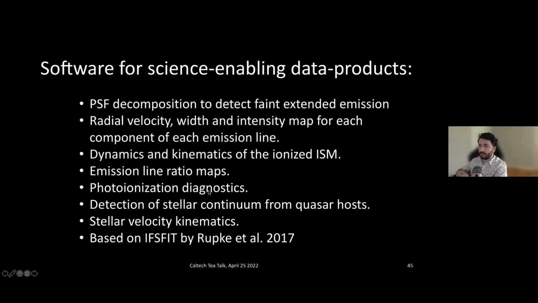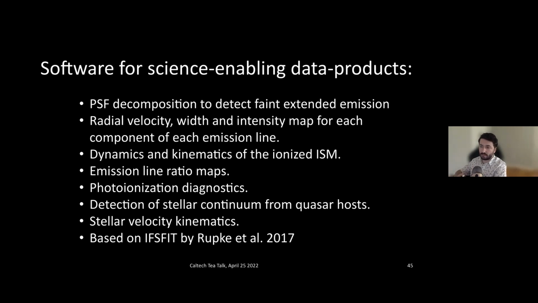Part of the program is we're also developing a software package called Q3Dfit that will do PSF decomposition to detect faint extended emission. It'll provide radial velocity, width, and intensity maps for each line that you're trying to fit, which will hopefully give you information about the dynamics and the kinematics of the interstellar medium.